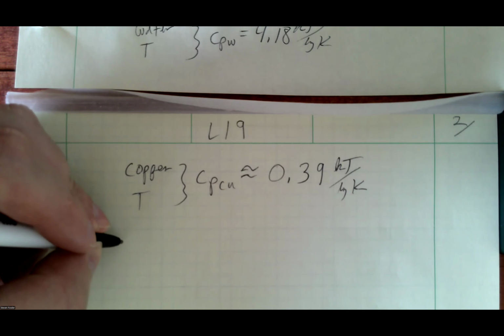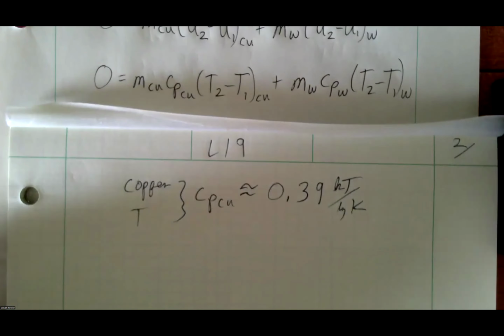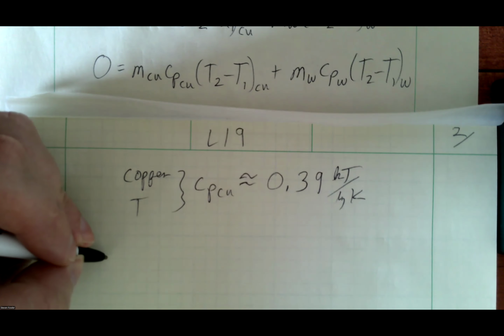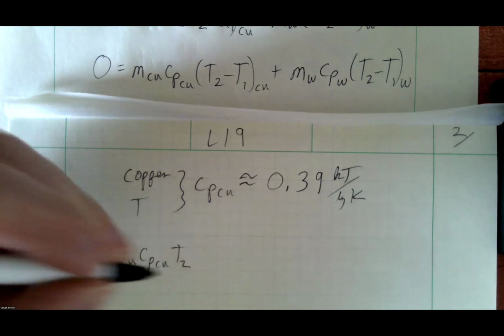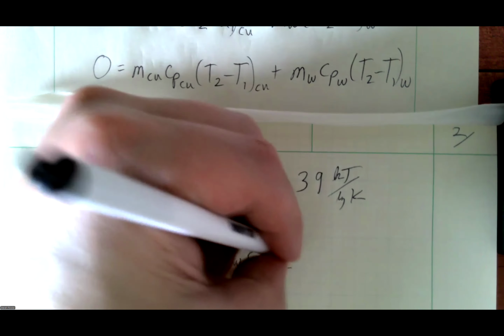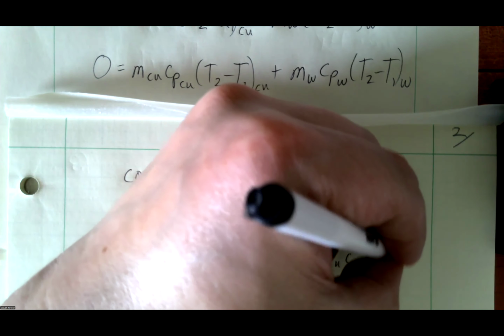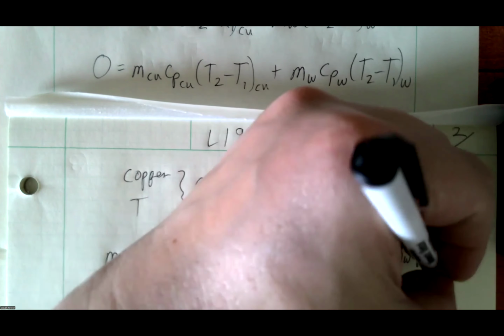Okay. So if I solve this equation back here for T2, how you do your algebra to get to T2 here is fine with me. Just don't break any rules. m_Cu C_p,Cu T2 + m_W C_p,W T2 = m_Cu C_p,Cu T1 + m_water C_p,water T1. This is T1 copper, T1 water.